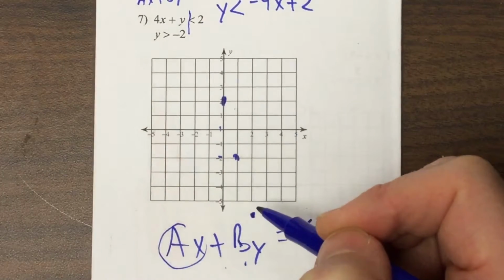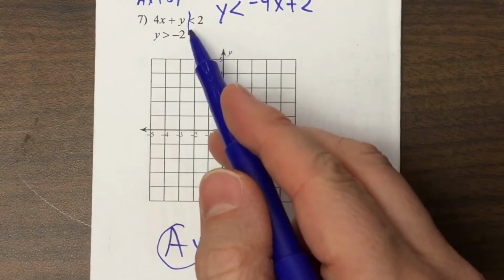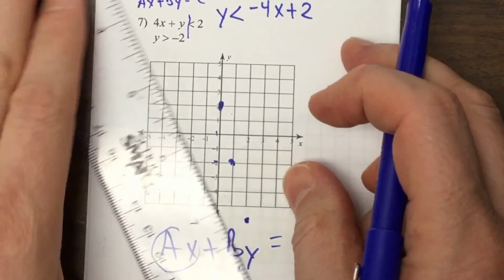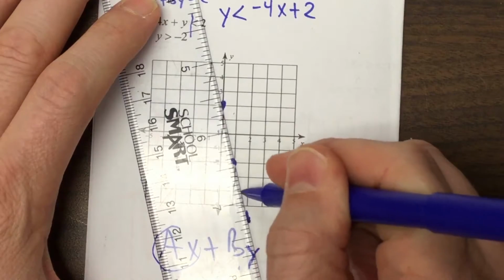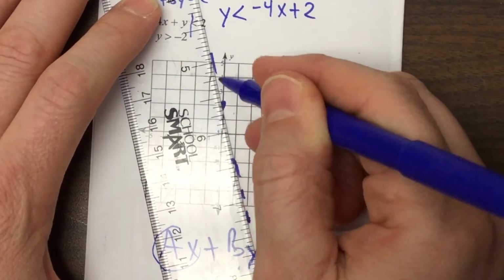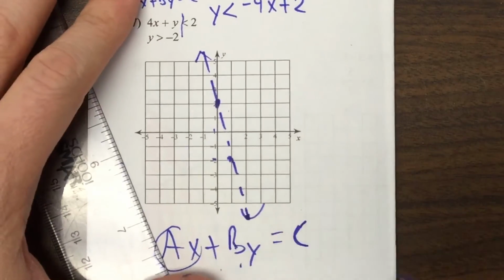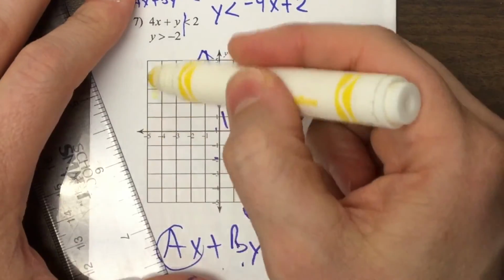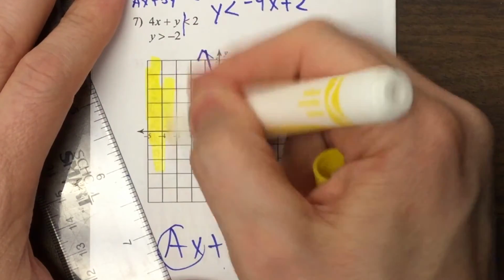Okay, let's go ahead and make that line. It's going to be a dotted or dashed line because we don't have the line underneath the inequality. There you go. The shading for that is below.